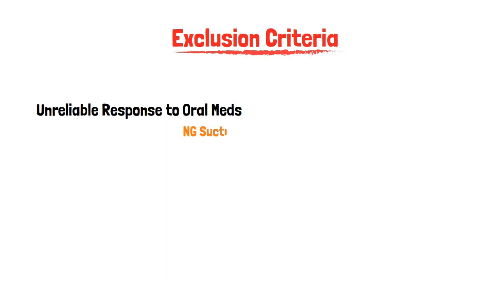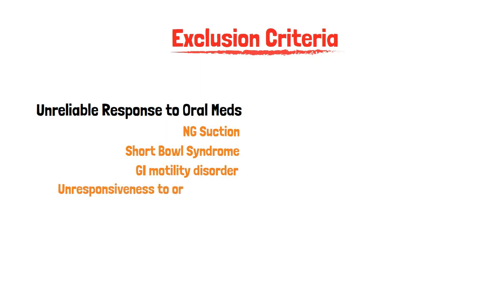The exclusion criteria for the switch to oral therapy are as follows. Patients with an unreliable response to oral medication, such as those undergoing continuous nasogastric suction, having short bowel syndrome, experiencing motility disorders of the gastrointestinal system, or showing unresponsiveness to previous oral therapy.